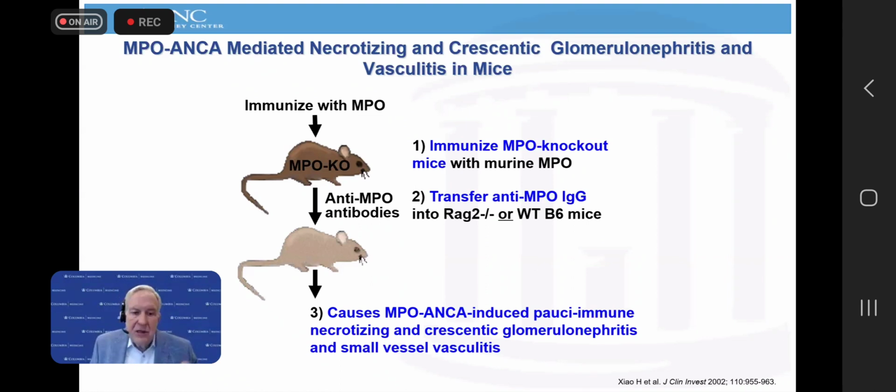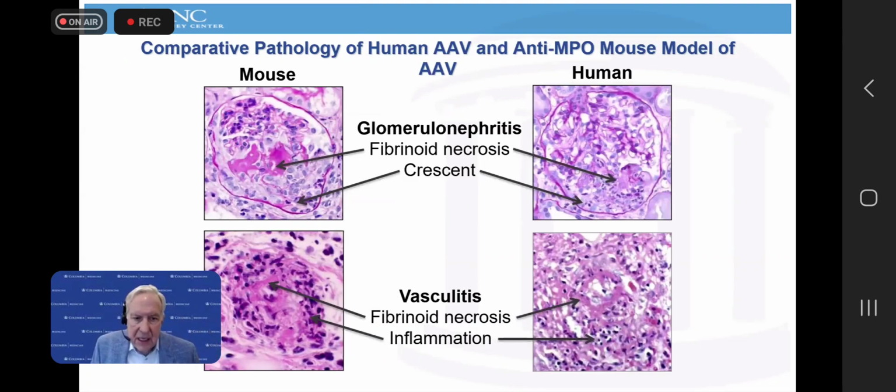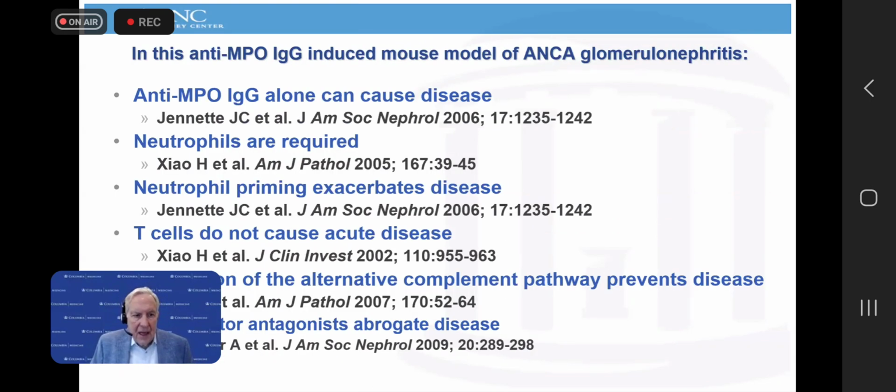Once you immunize those mice, you can transfer antibodies to myeloperoxidase to other mice. You can transfer splenocytes, and you get a beautiful reproducible model of necrotizing and crescentic glomerulonephritis that looks remarkably like that which is seen in the human condition. And we know a lot about this now. We know that the antibody itself can cause the disease. Neutrophils are required. Priming makes the disease process work.